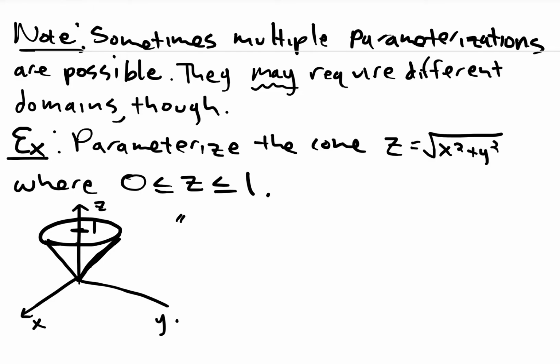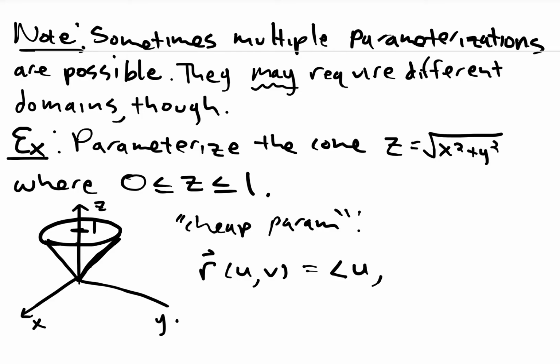So if I want to parameterize this thing, if I want to do my cheap parameterization, kind of like I did before, well, I could use r of u and v. And we said that if you think about x, y, and z as your coordinates, you replace x with u, you replace y with v, and you replace that z on the end with the explicit function that I was given. When I replace x's with u's and y's with v's in this particular case, I would get something that looks like this.